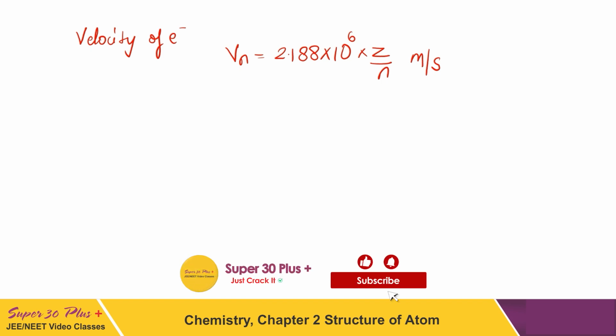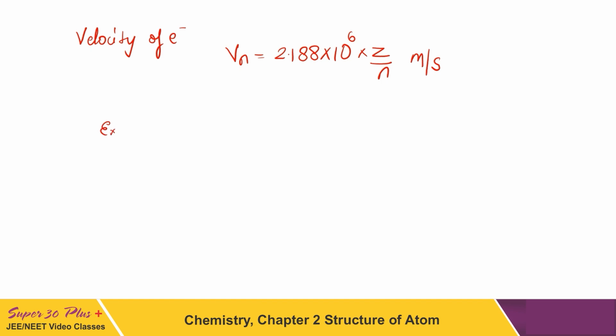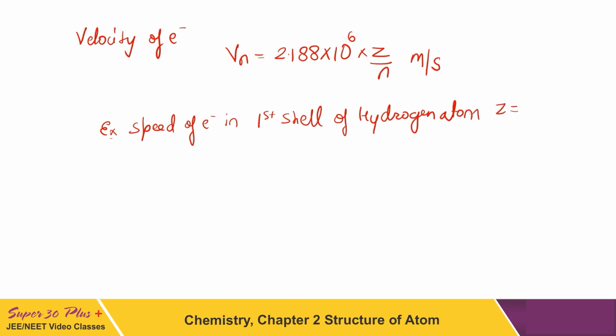Further in this theory, Niels Bohr also calculated the velocity or speed of the electron. So what about the velocity of the electron? According to Niels Bohr, the velocity of the electron is 2.188 into 10 to the power 6 into z upon n meter per second. Students, by using this formula and by putting the value of z, which is the atomic number, and n, which is the number of the shell, you can find out the speed of the electron in any nth shell. So for example, if we want to calculate the speed of the electron in the first shell of the hydrogen atom, the value of z will be 1 and the value of n will also be 1. So the speed of the electron will be 2.188 into 10 to the power 6 meter per second.